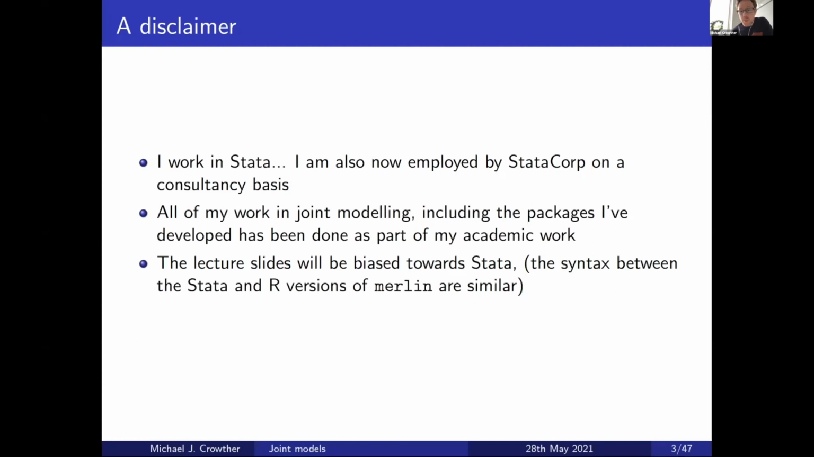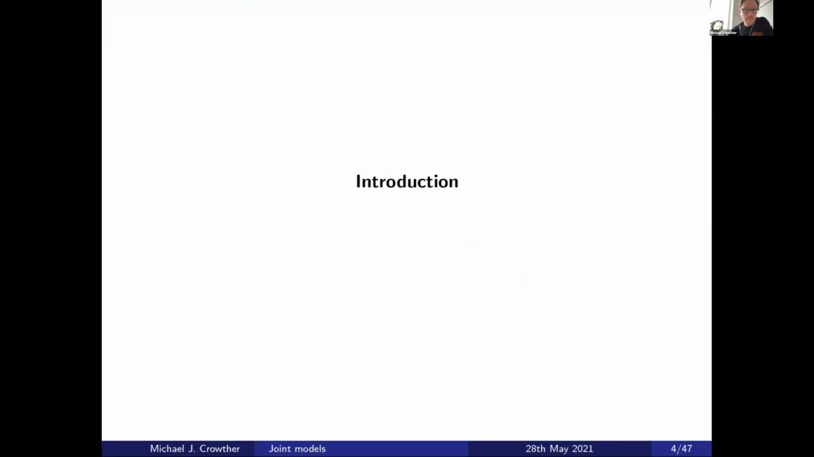Now, the lecture slides will be pretty biased towards Stata. I've certainly seen predominantly R all week, so I hope it's useful to get a bit of a different perspective. There's lots of stuff in Stata, but I will go through and give a bit of an overview of lots of different packages certainly available in Stata and R. We mentioned the merlin package, which I'll come to at the end if there's time. Okay.